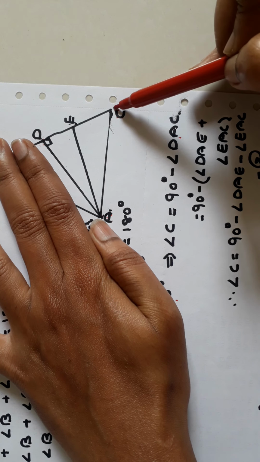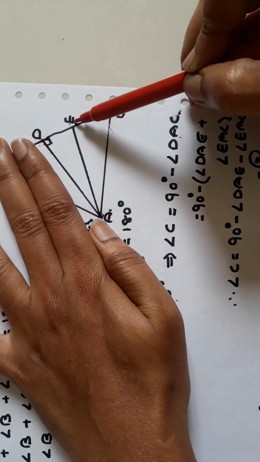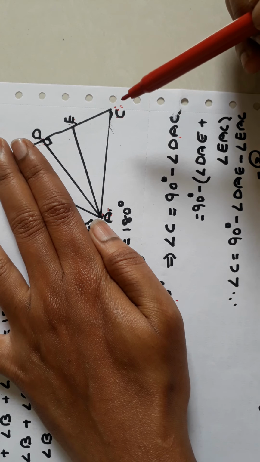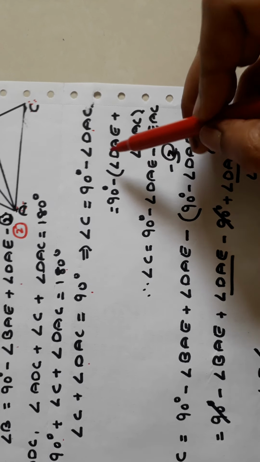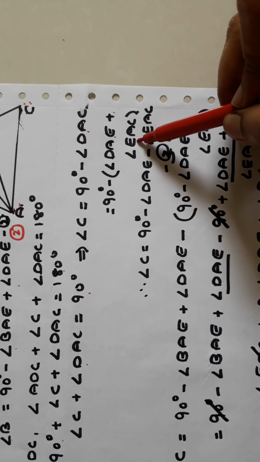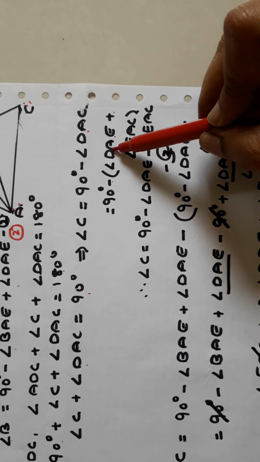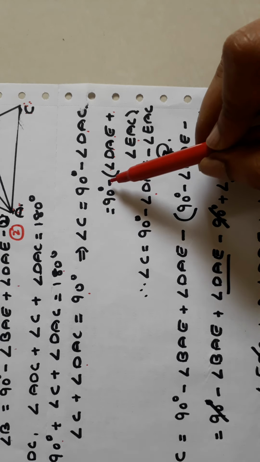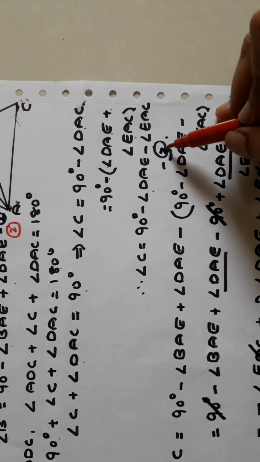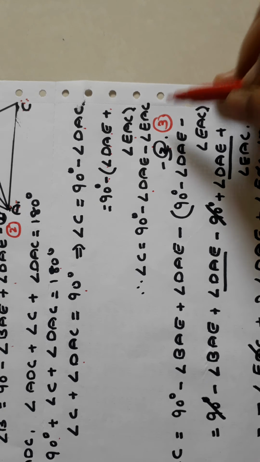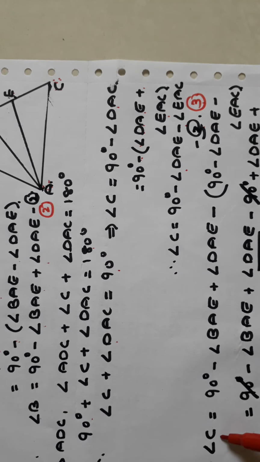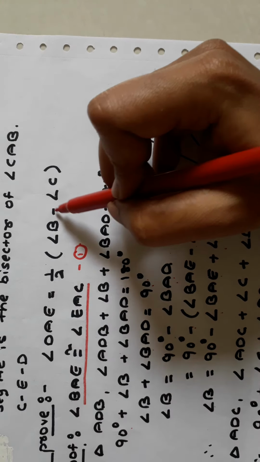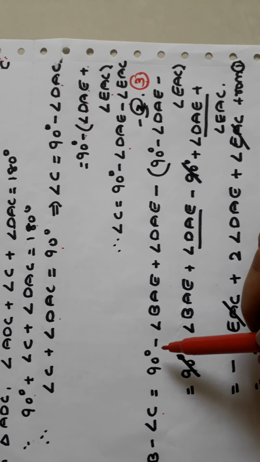angle DAC is DAE plus EAC. This property is called angle addition property. Put that in bracket. DAE plus angle EAC. Take minus inside the bracket. Minus plus minus, minus plus minus. Put it as third. Now subtract 2 and 3. Angle B minus angle C, because I need angle B minus angle C. So subtract 2 and 3.